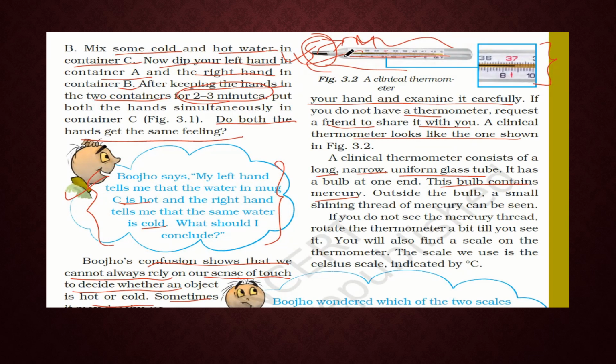So it moves along this uniform glass tube, and as you take it out from the body, you observe the temperature. Then you shake your hand, and the mercury from that point comes down to the bulb itself. There is a constriction. I'll show you in the next slide a bigger thermometer with the markings in Celsius and Fahrenheit scales. It will be easier for you to see the markings and labelings of a clinical thermometer, since this picture is very small.